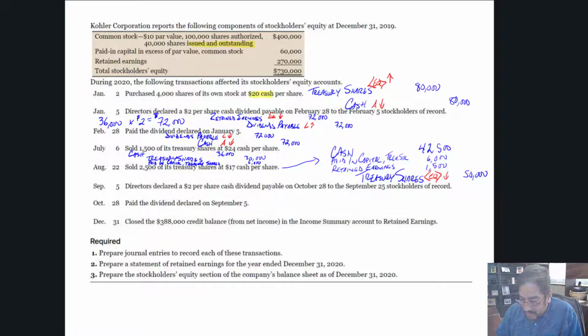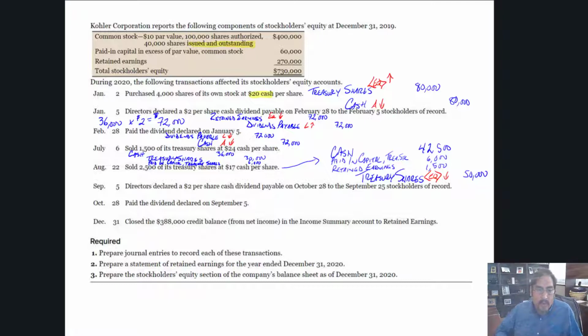Next, we declare a $2 per share cash dividend payable on October 28th. We declare it today on the 5th for the stockholders of record as of the 25th, and we're going to pay it on the 28th. So we declare it today, $2 per share.